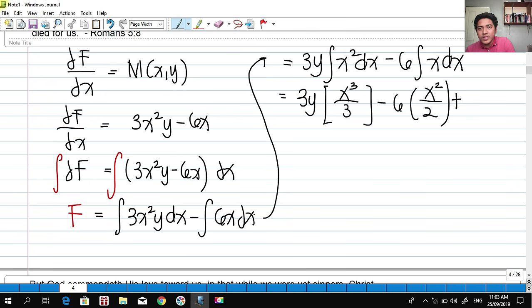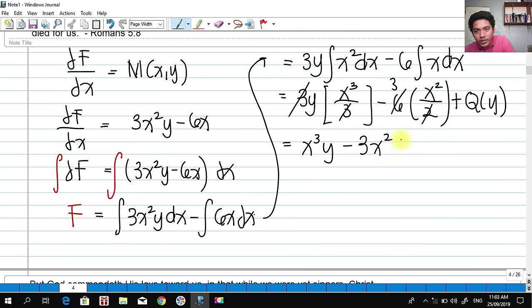But here, the constant is actually in terms of q of y. I will explain later after we simplify this. Q of y. Okay? So, we can see that 3's will cancel. 6 over 2 is simply 3. So, we have now x cubed y minus 3x squared plus a constant q in terms of y. Why q of y? Why not simply c? Note also that this is plus c. This can be also plus c. But more specifically, this is q of y as a function of y.